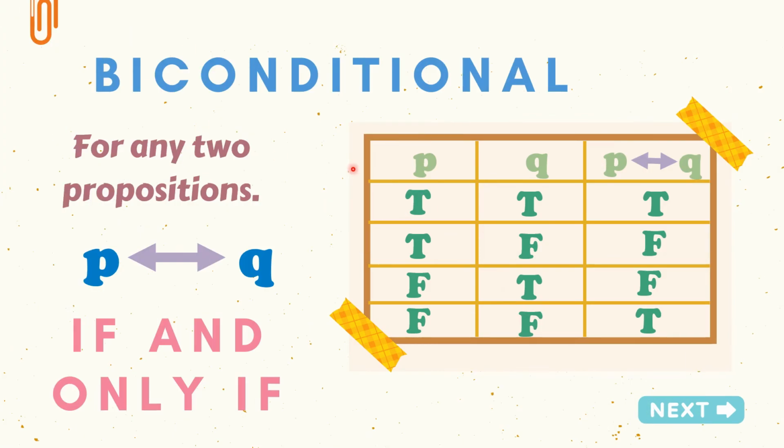We have biconditional for any two propositions, P and two arrows, Q, which means if and only if. This is the truth table of biconditional, which means the biconditional is true when P and Q have the same truth values and is false otherwise.